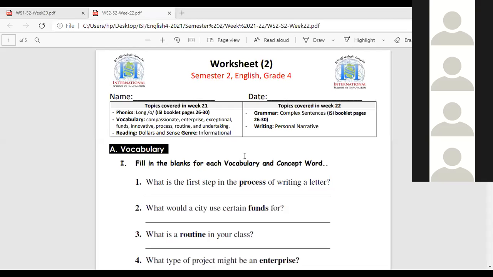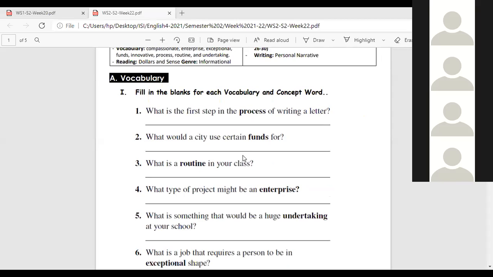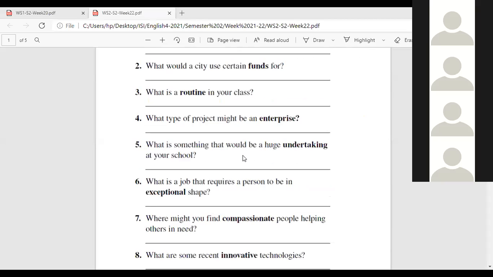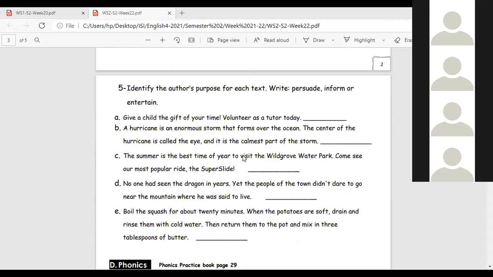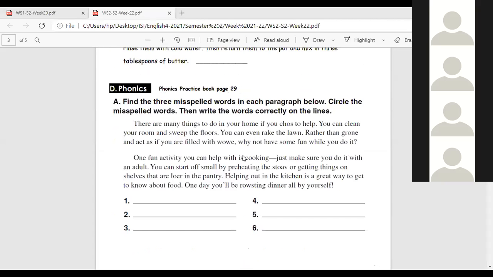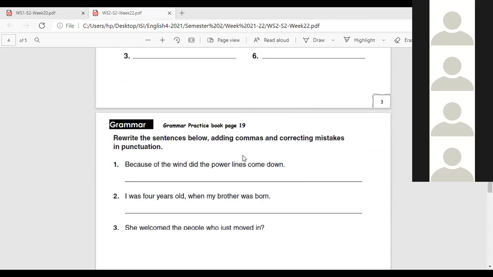Look, guys, let's go back now to our lecture this week. You know that we have a new worksheet this week. Look, this is worksheet 2 that you're going to solve during the weekend, and next week we're going to correct it together. It has a vocabulary question based on the vocabulary words that we explained last week, with the questions on the lesson Dollars and Cents. Also, there is a question related to the author's purpose and one question related to phonics.